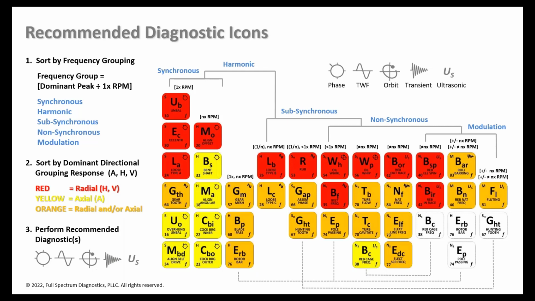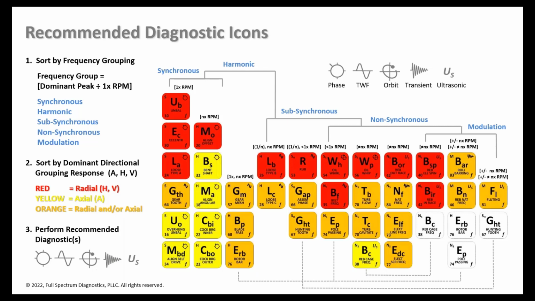I look for the frequency grouping, and here we have 5 frequency groupings. We have synchronous, which is turning speed of the shaft. We have harmonics, which are exact multiples of turning speed. We have subsynchronous, all the peaks that appear below the synchronous frequency or below turning speed. We have non-synchronous, which are not harmonic, so they're kind of anti-harmonic; they're fractions of turning speed. And the last is modulation, which creates a pulsing effect, and usually it's a combination of multiple faults.